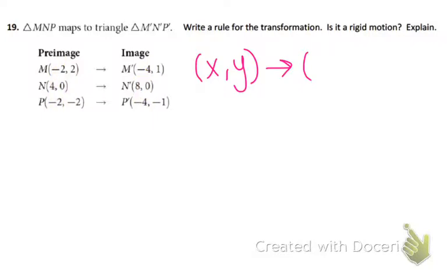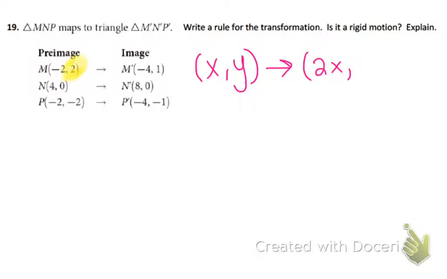So you need to ask yourself, what is happening with these x's? Well, these x's are being multiplied by 2, right? Because -2 times 2 is -4, 4 times 2 is 8, and -2 times 2 is -4. Now let's look at the y's. So I'm going from 2 to 1, 0 to 0, -2 to -1. So what's happening to your y's? Well, if you look at your y's, they're being cut in half.